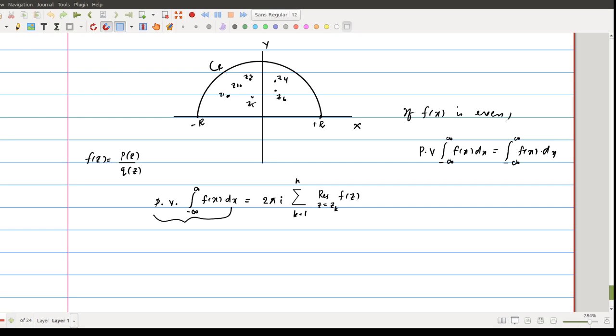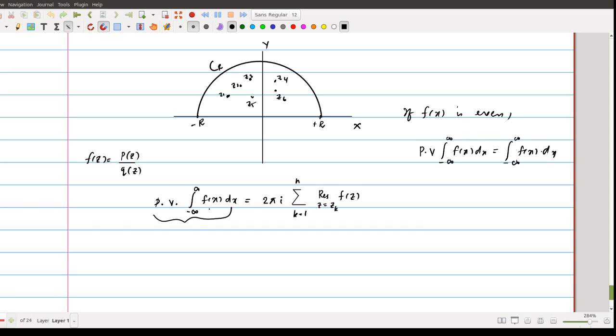In the last class we discussed a method to evaluate the principal value of an improper integral, that is, the principal value of the integral from minus infinity to infinity of f of x dx equals 2 pi i times the sum of the residues of f of z which lie in the upper half plane. Suppose z1, z2, etc. zk are all the singularities of f of z which lie in the upper half plane. Then we find all the residues at those singularities, sum them up and multiply by 2 pi i. That will give the principal value.